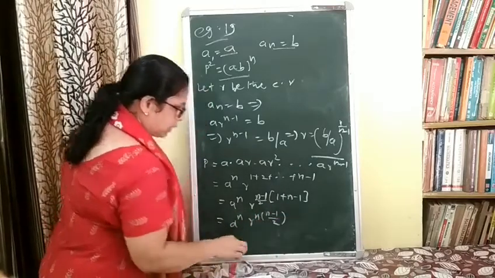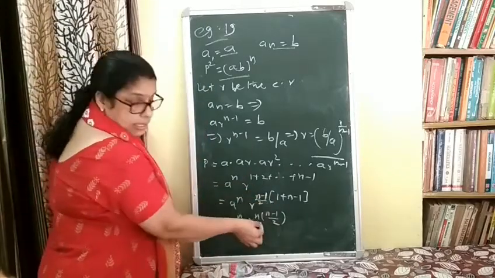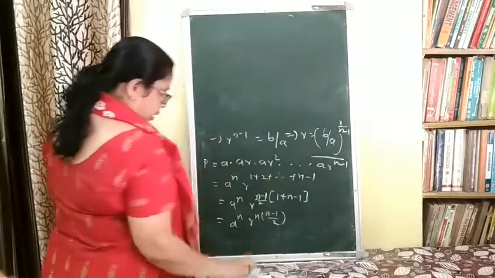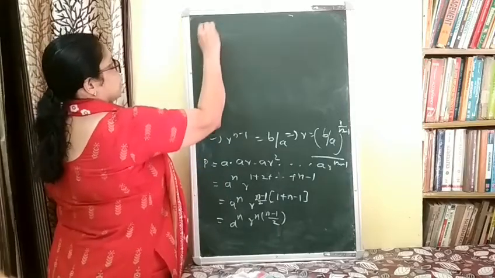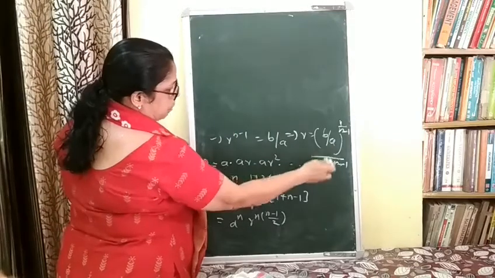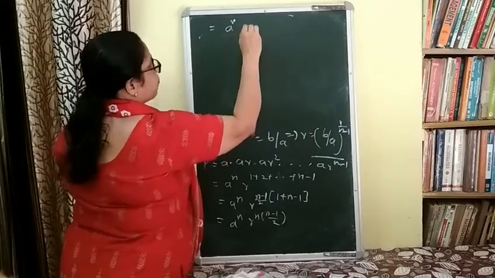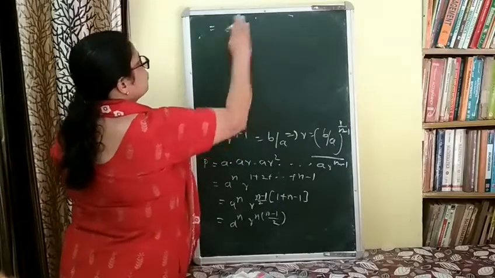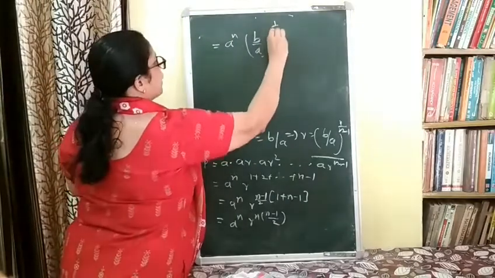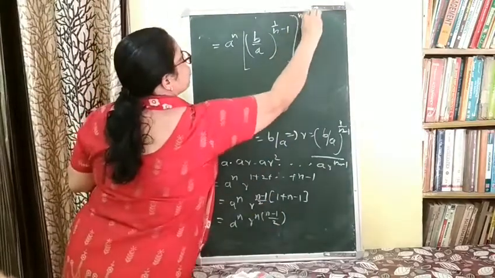This is given directly in R.D. Sharma, but it is better to do each and every step. ये सब डायरेक्ट दे रखा है, आप हर एक स्टेप खुद सॉल्व करके देखना, नहीं तो फिर आपको बाद में समझ में नहीं आएगा. Now P square is equal to A raised to power n into, but before that it is better to replace the value of R. That is A raised to power n into R is B by A raised to power n into (B by A) whole raised to power 1 by n minus 1. This is the value of R, and again the power coming as n into (n minus 1) by 2.